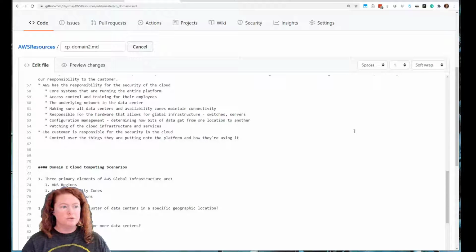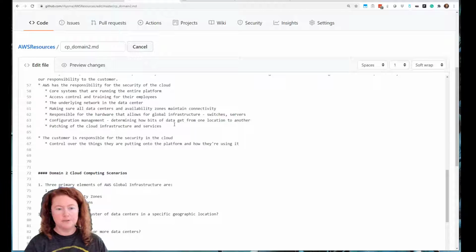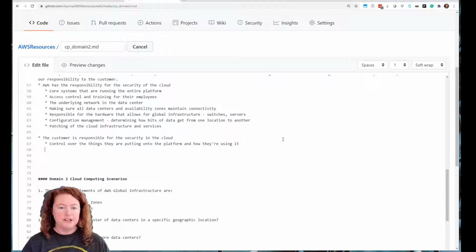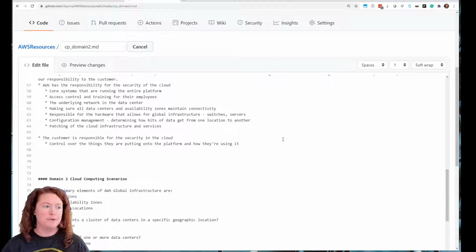So they're going to have control over those core servers, the bare metal, so to speak, that are actually running some of your virtual servers, and the servers that are running many of the services that you use on AWS. They're in charge of patching those to make sure that all of the cloud infrastructure works. So the customer is responsible for the security in the cloud, right? Control over the things they're putting on the platform and how they're using it.